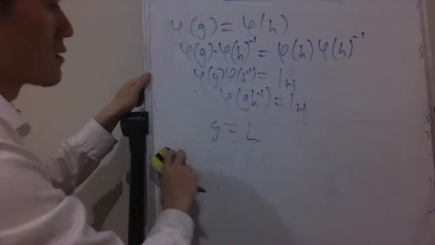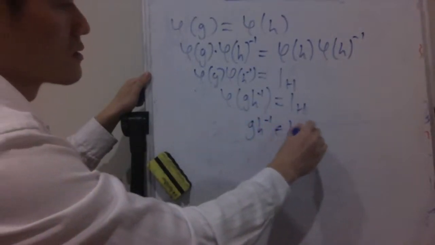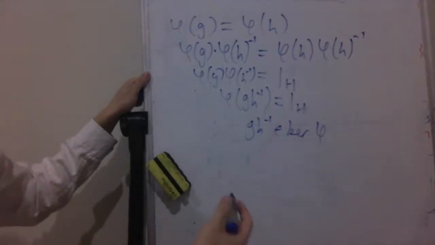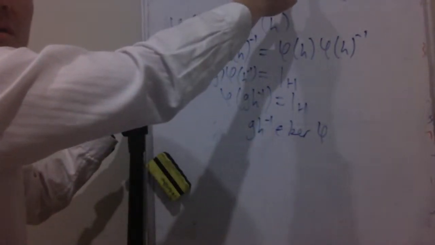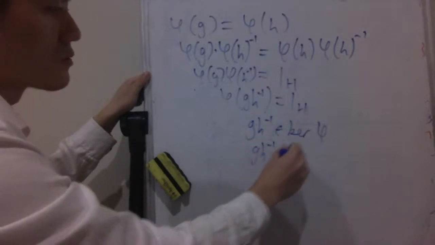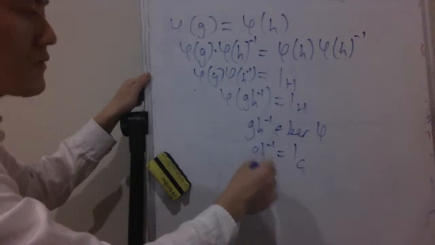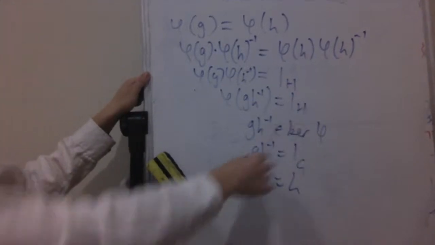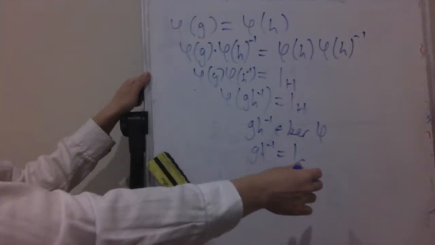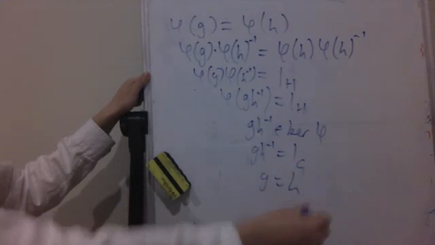Well, what that says is that g h inverse is in the kernel of phi. But the kernel of phi only has one thing. It's the identity. So g h inverse equals 1 of G. Therefore, the h is the h inverse of g. So therefore, G equals H. You multiply both sides by h. You can do that in set theory. It's basically multiplication, except worded really weirdly.